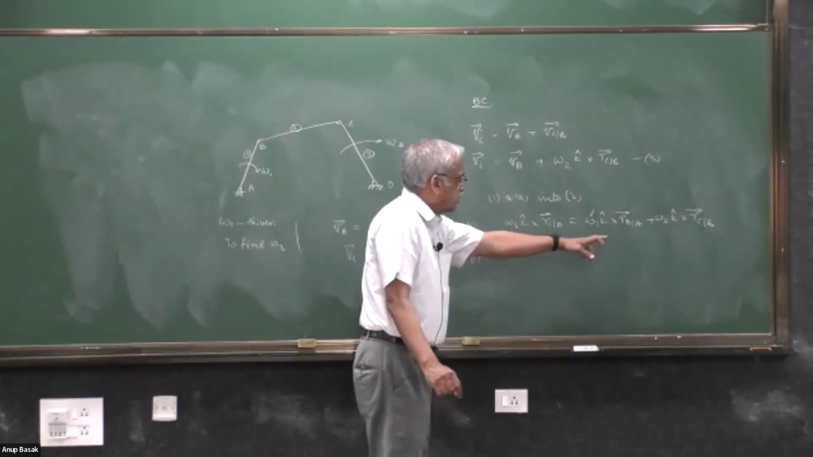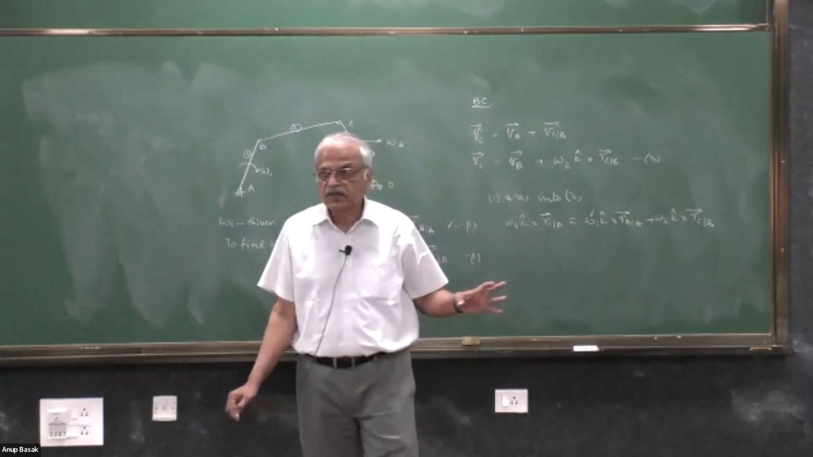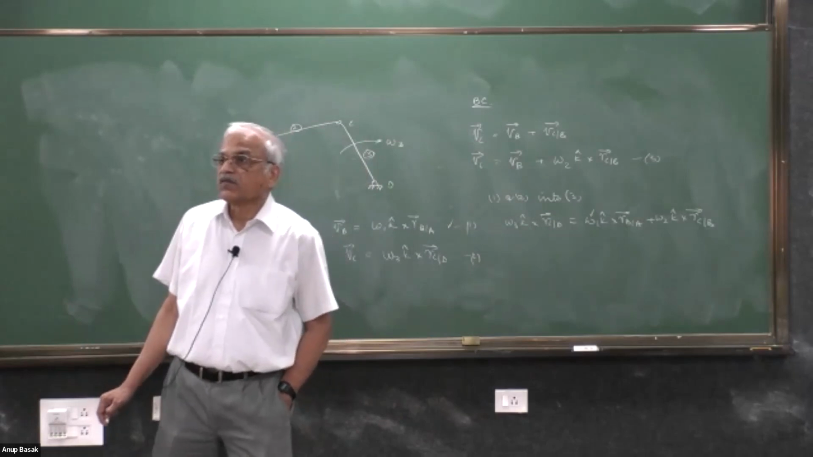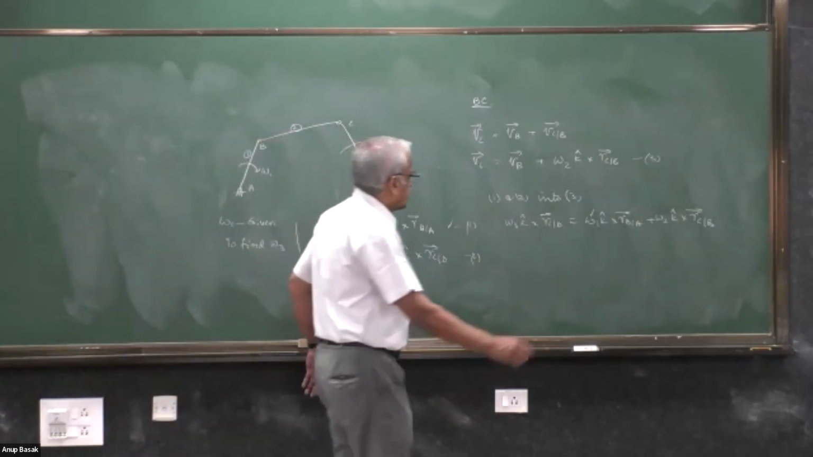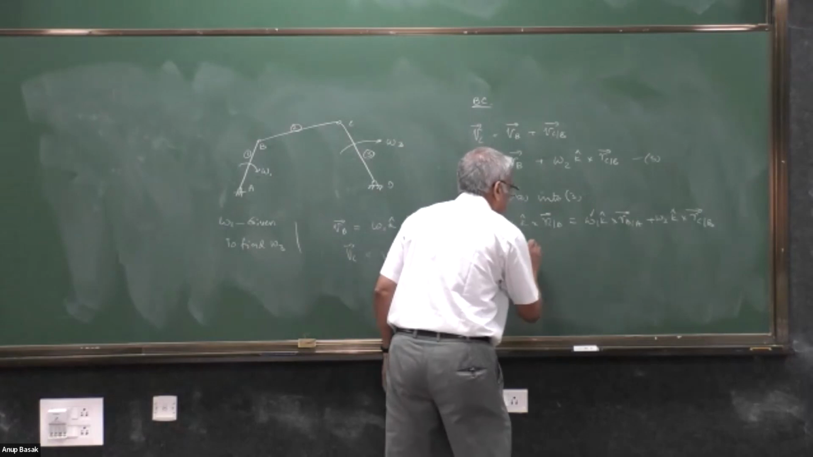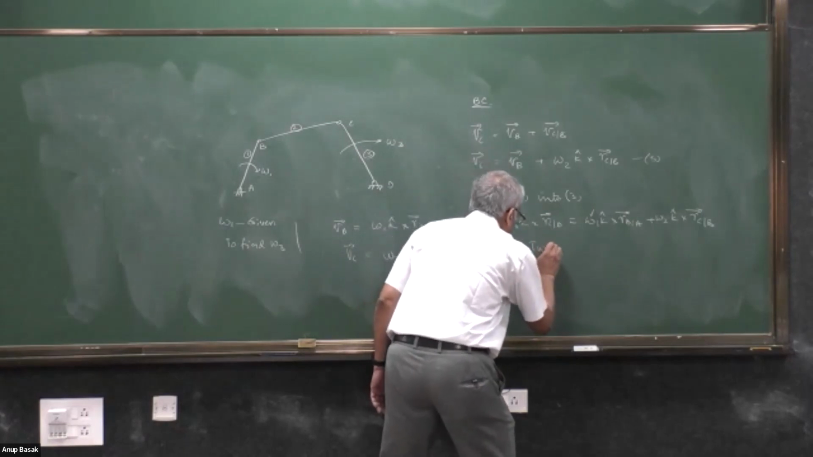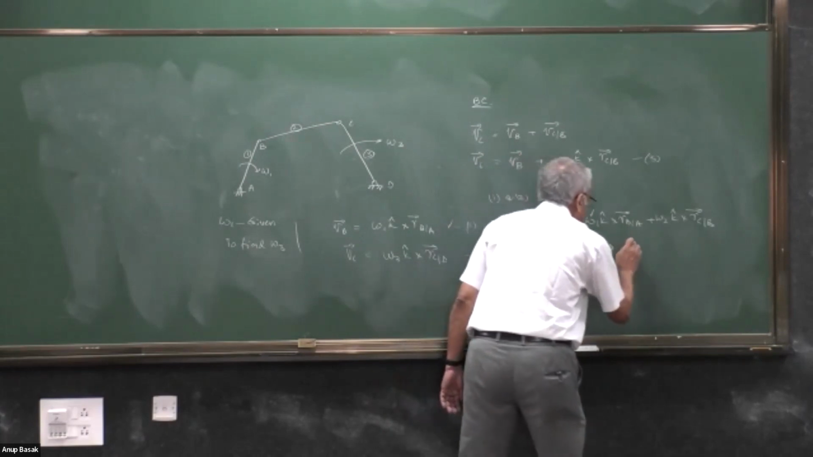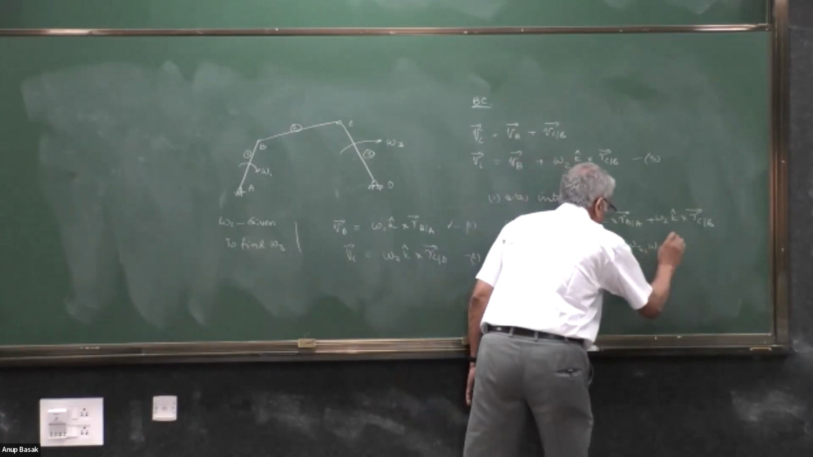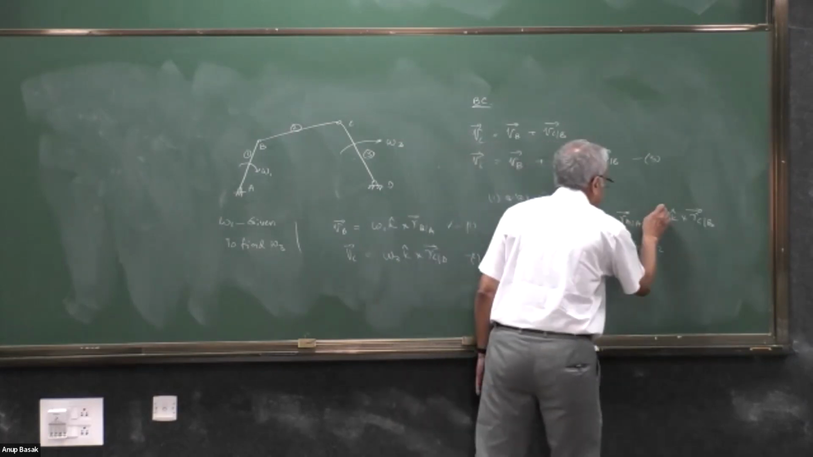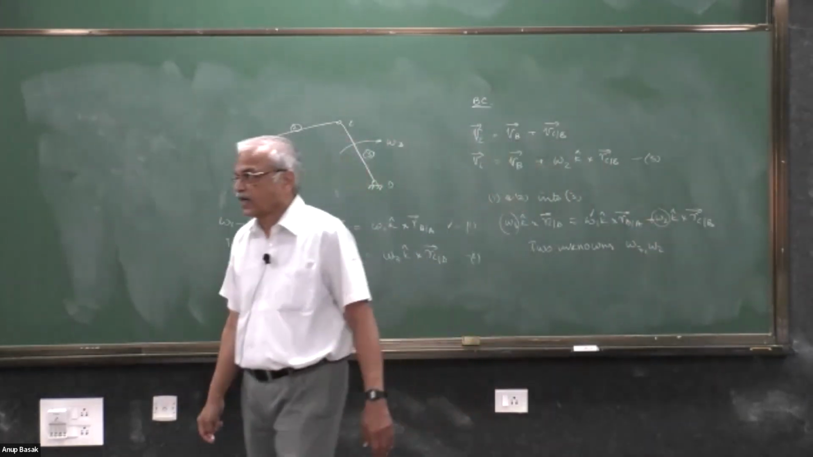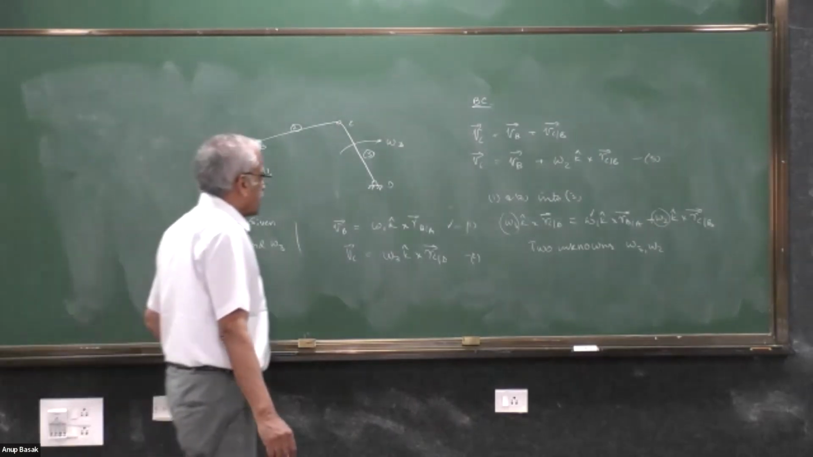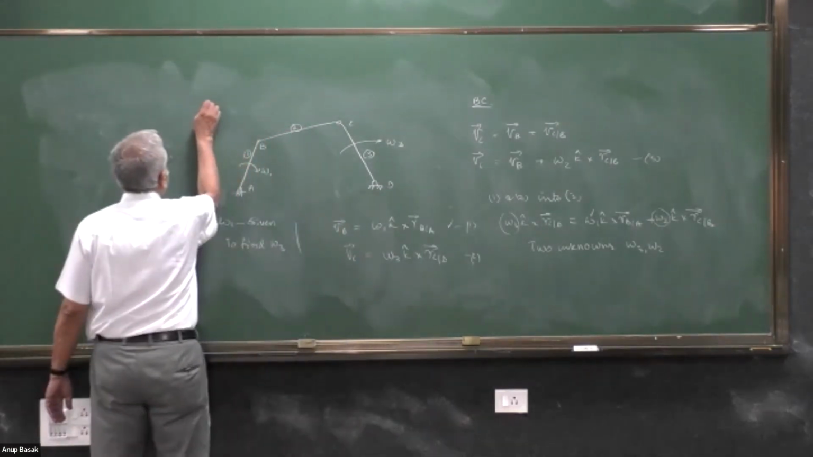So what can we solve here? This is a vector equation which comes to 2 scalar equations. So we can solve for 2 unknowns, right? There are 2 unknowns, omega 3 as well as omega 2. So we can solve for this and this, right? Two scalar equations, we can solve for two unknowns. So this is as far as 2D is concerned.